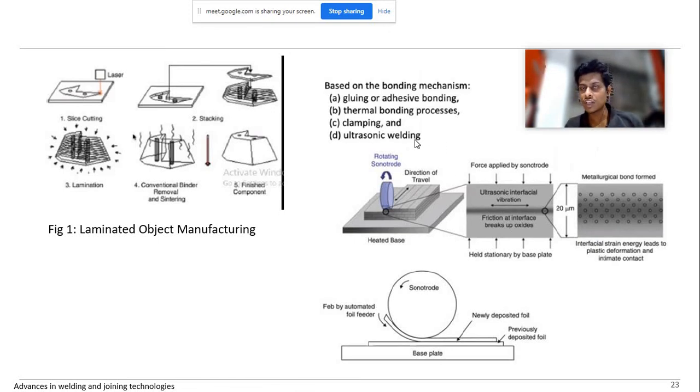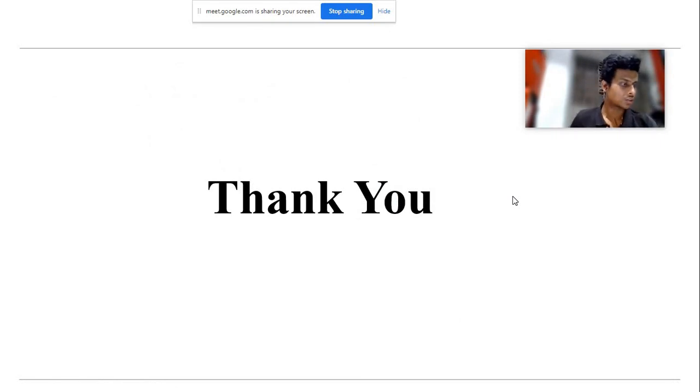If you just google functionally graded materials and their applications, you will get to know their significance. So with the help of solid state welding mainly, we can easily achieve functionally graded materials, and they can also be 3D printed. So this is about today's class.